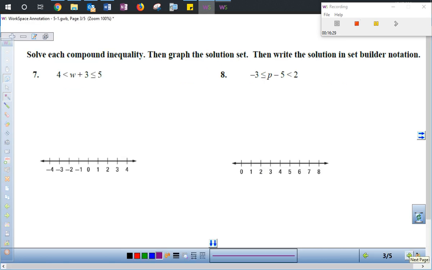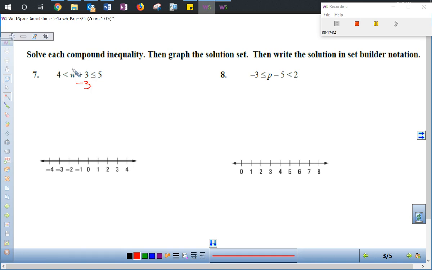Now, number 7, it says solve each compound inequality, then graph the solution set. Then write the solution in set builder notation. So they gave us compound inequalities. Now I know that this is an AND inequality because it's a lot like number 2. So I want to get this variable on the inside all by itself. And we're going to do this almost exactly like we would solve a normal equation, but there's just a little bit different. So to get this variable by itself, I would need to subtract 3.